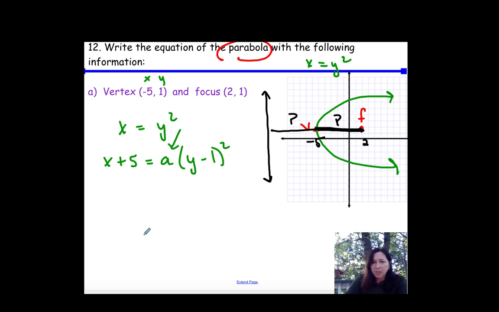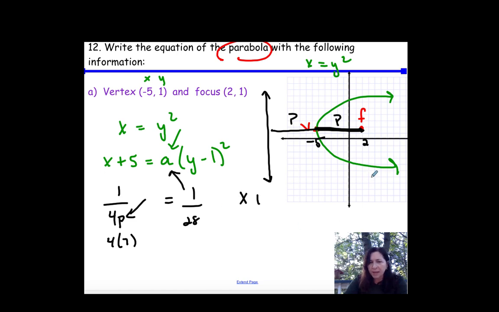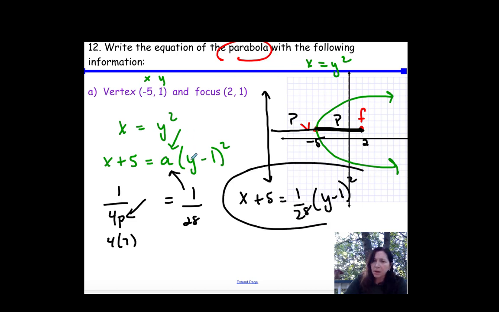So a, which is also 1 over 4p, right? If my p-value is 7, this will equal 1 over 4 times 7, which is 28. So therefore, that's my a value. So my equation is going to be x plus 5 equals 1 over 28 times the quantity y minus 1 quantity squared. And there's the equation of my parabola.